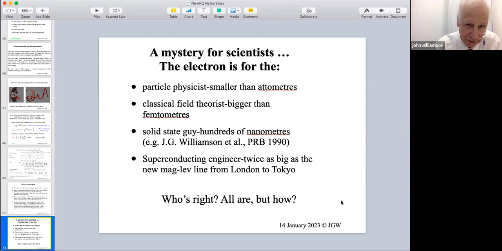Another question is how the electron manages to be so big and yet so small in different contexts. Particle physicists think it's smaller than 10 to the minus 18 meters. Classical field theories think it's bigger, the electron charge radius, which is bigger than femtometers. Solid state people think that electrons are hundreds of nanometers in size. I talked about that, Manfred, as well. You can look at one of my papers in PRB, where I measured the electron size in the solid state to be about 40 nanometers. So that charge is spread over 40 nanometers in a waveform, one half wavelength, in the quantum mechanical shapes. The charge gets spread, so it comes through gradually, not as a lump. It doesn't appear all at once.